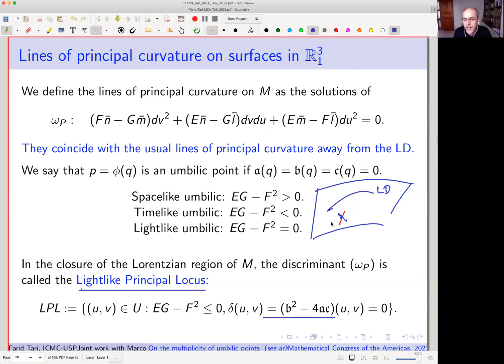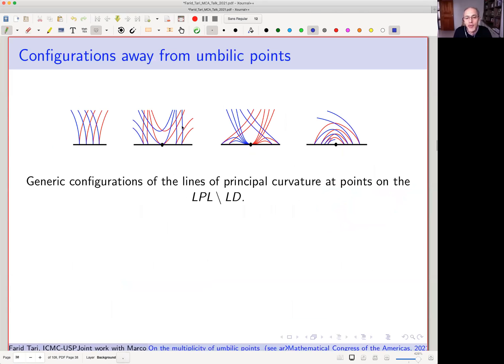So what is the configuration of the lines of principal curvature along the light-like principal locus? Away from the umbilic points, the lines of principal curvature in the time-like region are in general in one of these possible families of cusps. This is called a folded saddle. And this is a folded node. And this is a folded focus. I'll come back to these notations later on.